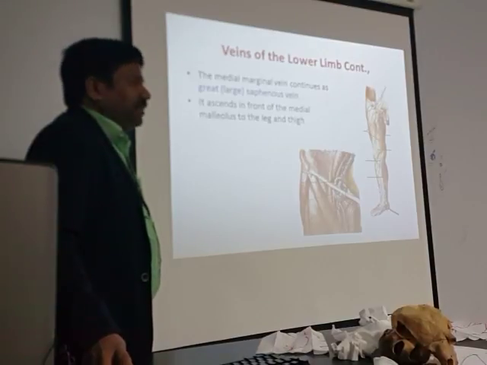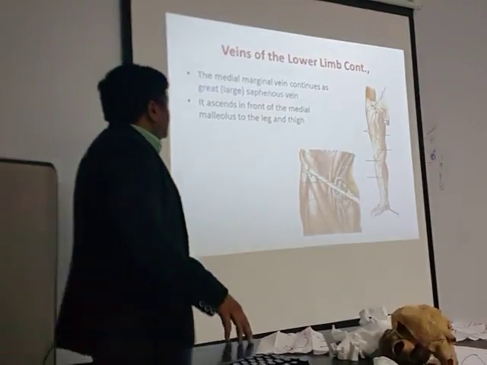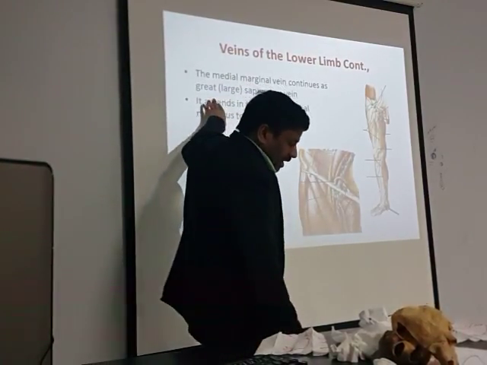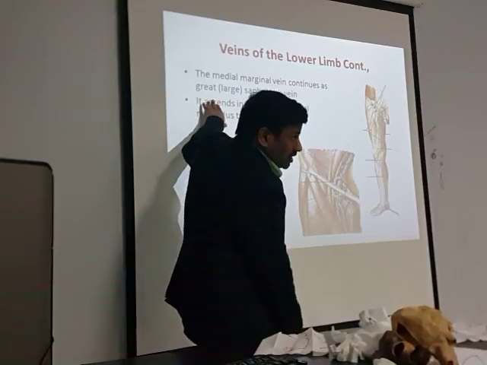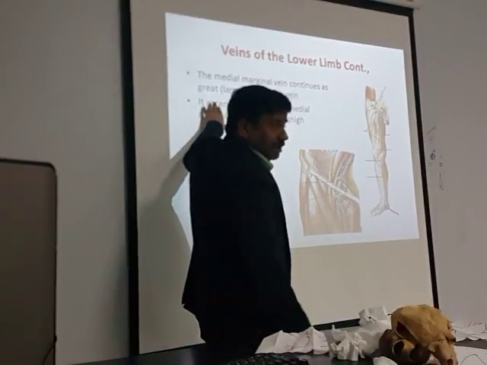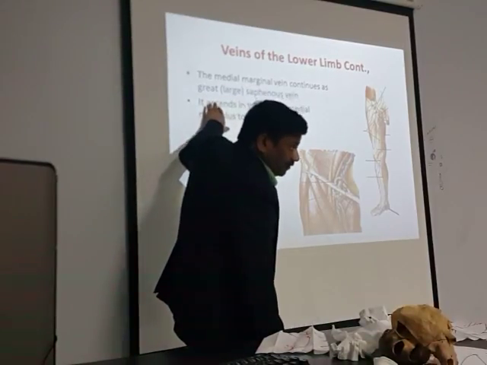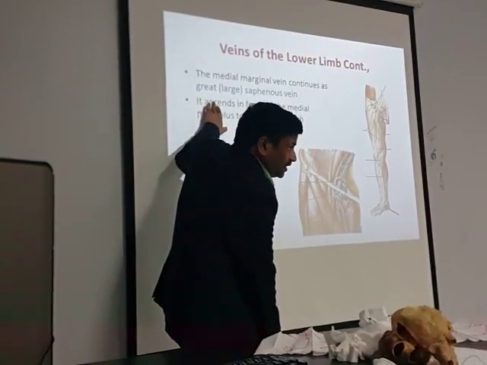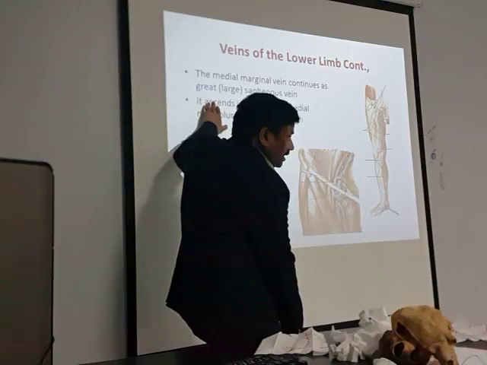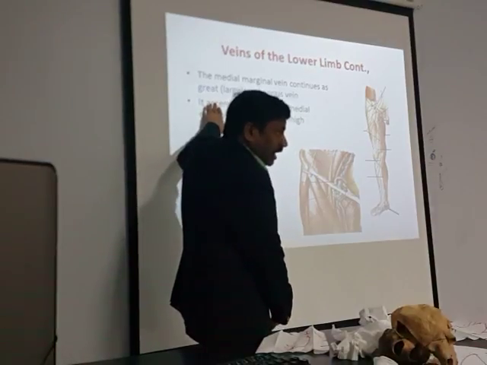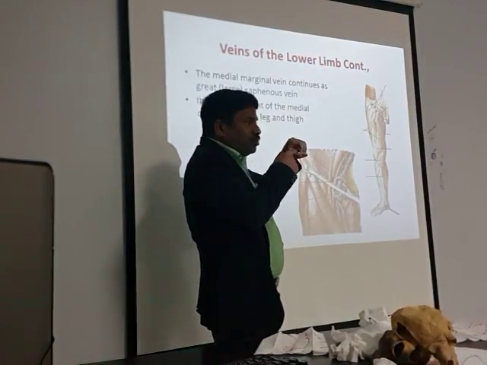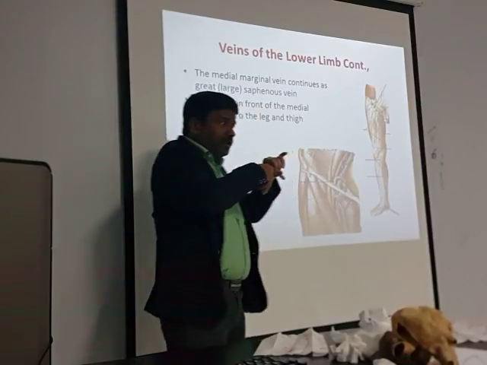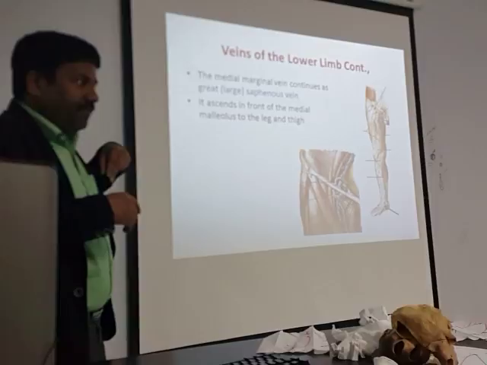The medial end of the dorsal venous arch continues as the great saphenous vein along the medial side. It is the longest vein in the body. It begins in front of the medial malleolus, runs along the medial side, then goes to the posterior side of the calf and leg, and then runs along the medial side of the thigh, passes through the saphenous opening and drains into the femoral vein. That is the great saphenous vein.